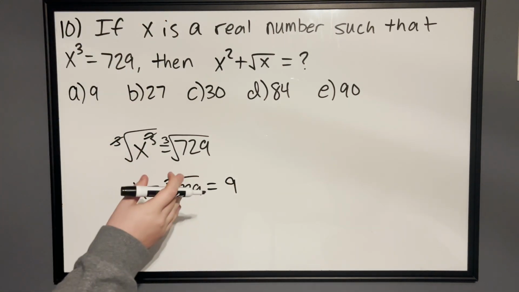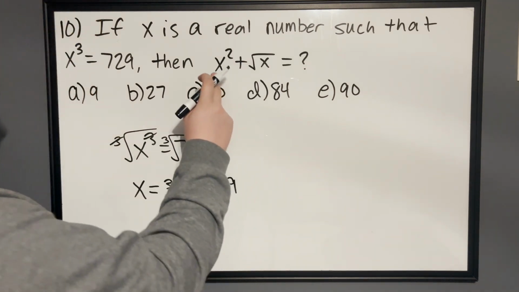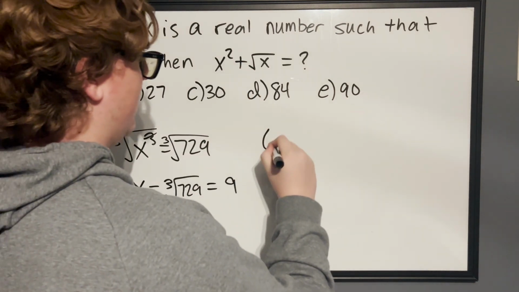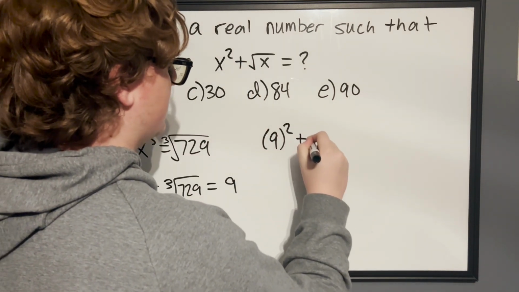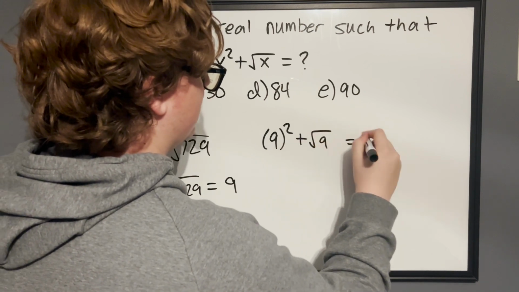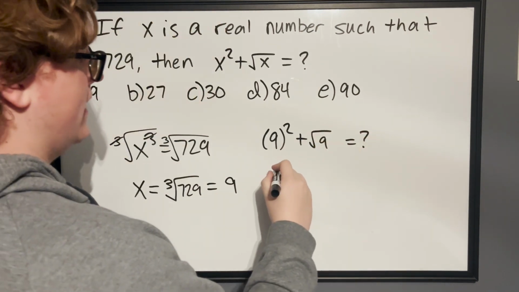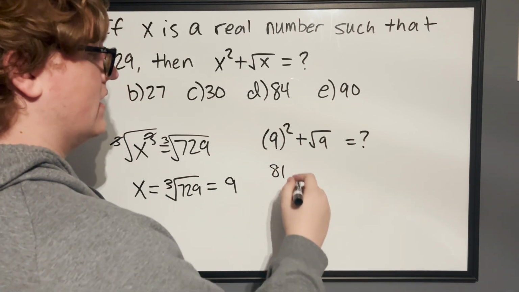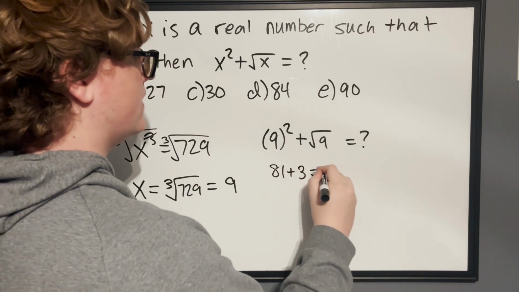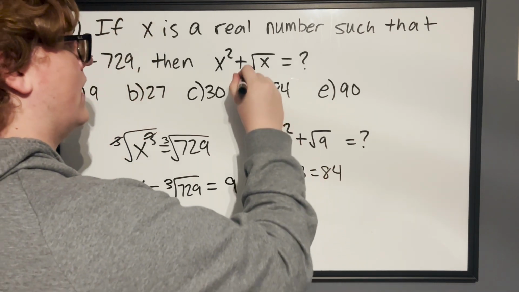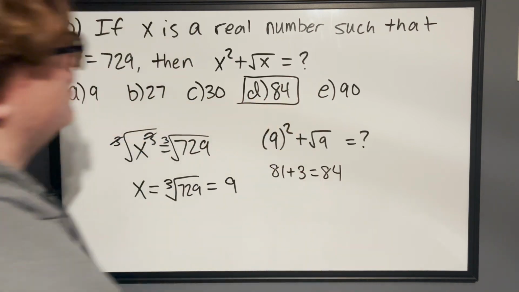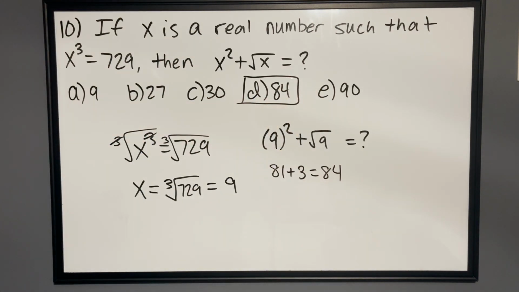So now that we know that x is equal to 9, we're going to plug x in for this. So we're given 9 squared plus the square root of 9 is equal to what? Well, we know 9 squared is 81, and the square root of 9 is 3. So 81 plus 3 is equal to 84, which gives us our answer of D. So that's the answer for this one. Let's move on to question number 11.